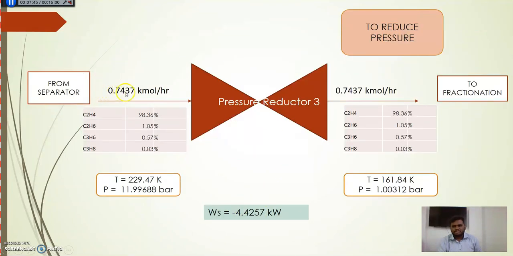So from the separator, it will enter pressure reductor 3 with a flow rate of 0.7437 kmol per hour, with a temperature of 229.47 Kelvin and pressure 11.99688 bar. And the output will be the same, 0.7437 kmol per hour, with a temperature of 161.84 Kelvin and pressure 1.00312 bar, and it will enter fractionation, and the work shaft is negative 4.4257 kilowatt.